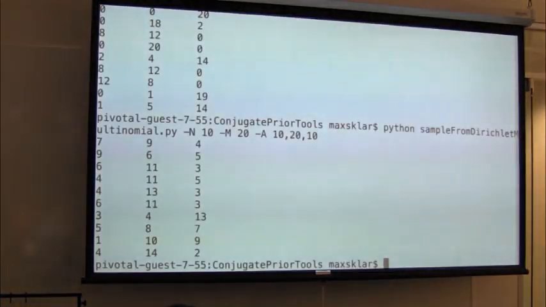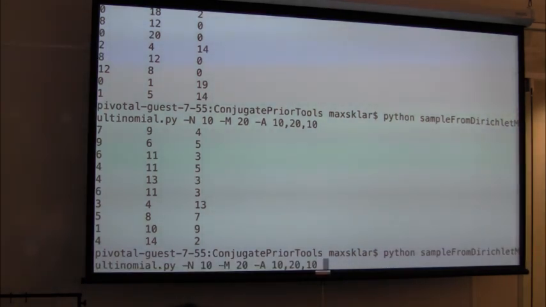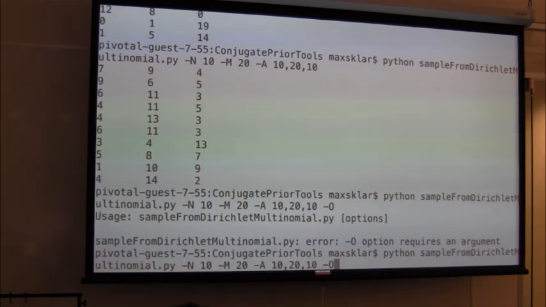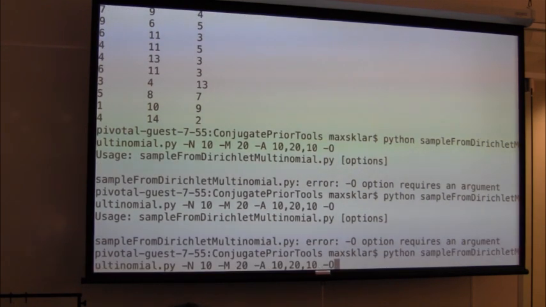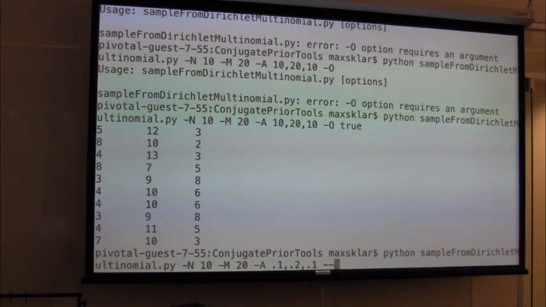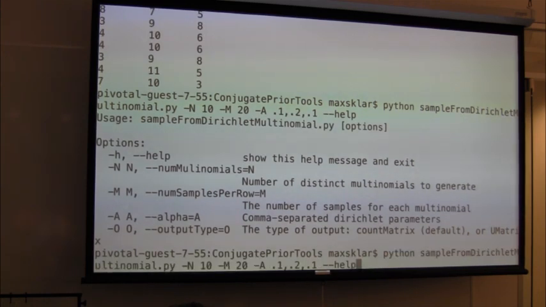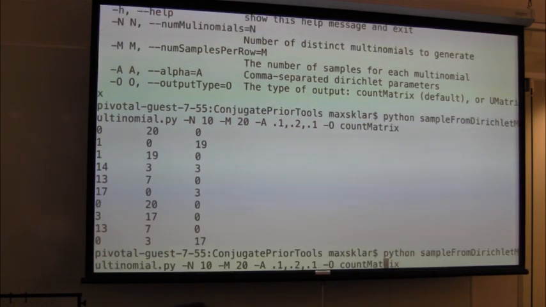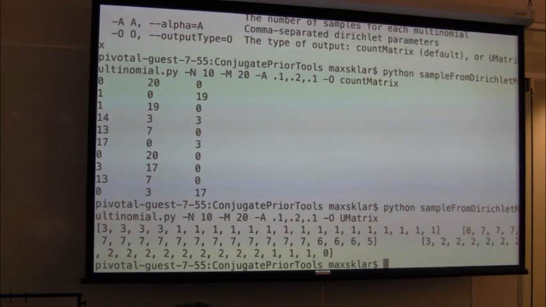The next thing that I want to do after this is, there's another possibility where you could use a dash O, which puts it in that form that I was talking about before. Oh, A is alpha, that's the Dirichlet parameters. Let's actually look at help. My own help. Oh, count matrix, that's what we want. Oh, U matrix. Okay. There we go. So that's just the matrix that I was computing before. That could do it automatically.